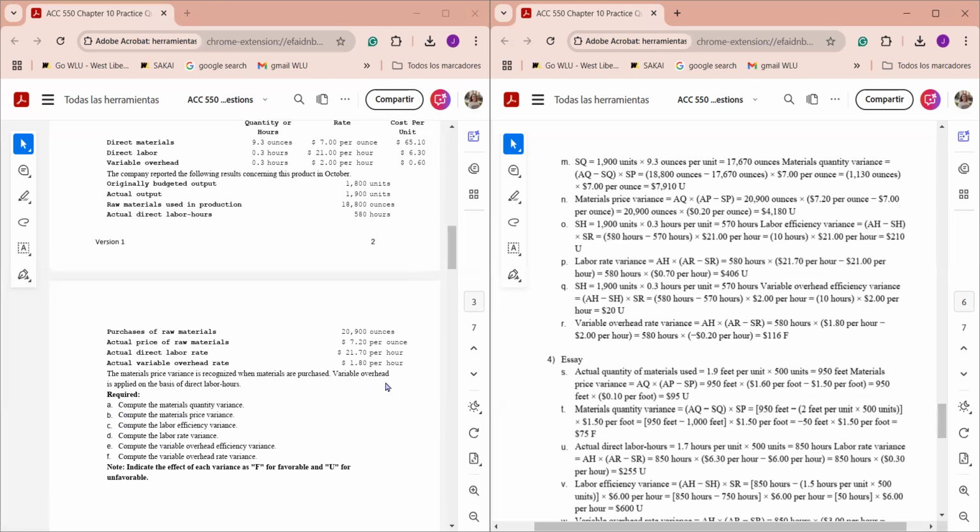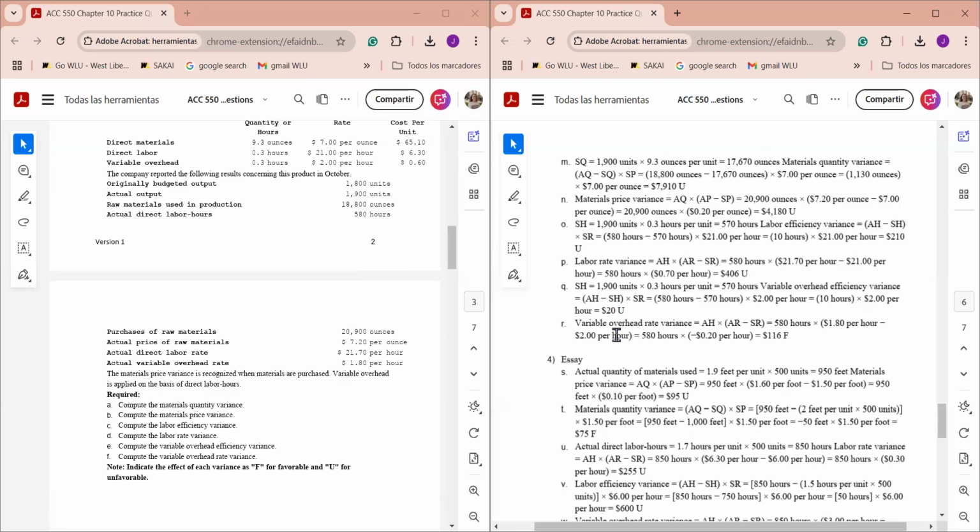Then our next question, question 5, is telling us to compute the variable overhead efficiency variance, for which we're going to use our variable overhead efficiency variance formula, which is our actual hours minus our standard hours times our standard rate for variable overhead. That one is going to be here, or 20, and it's unfavorable. At the end, I'm going to explain why it's unfavorable.